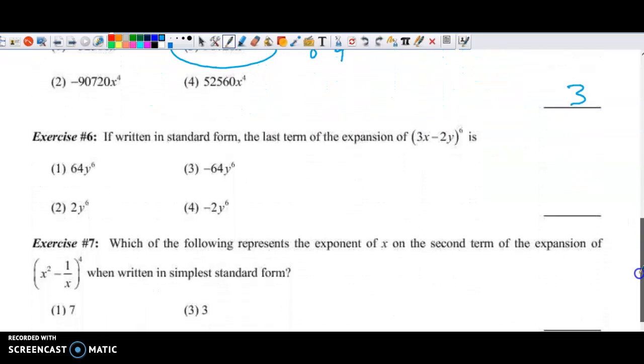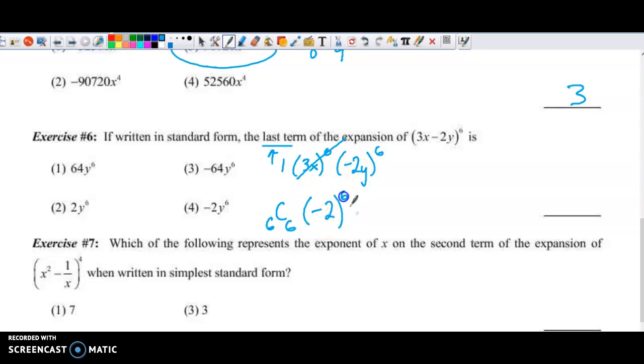And here's another one where they just want the last term. So the last term, I think you've probably noticed that the last term always ends with a 1 as the leading coefficient. The 3x will be to the 0 power, and that -2y will be to the 6th power. But you could do 6c6, the very last, which would actually be the 7th term. But anything to the 0 power will equal 1. So you really just have to know that -2 to the 6th power, as you type it into the calculator, will give you a positive 64.